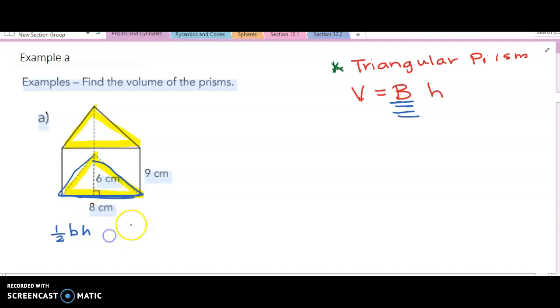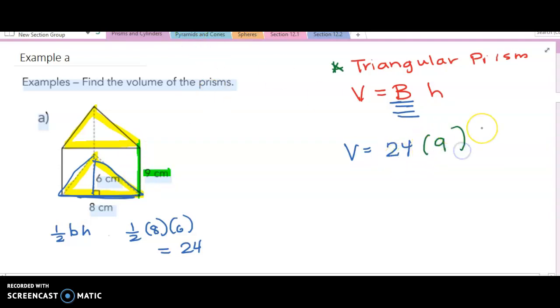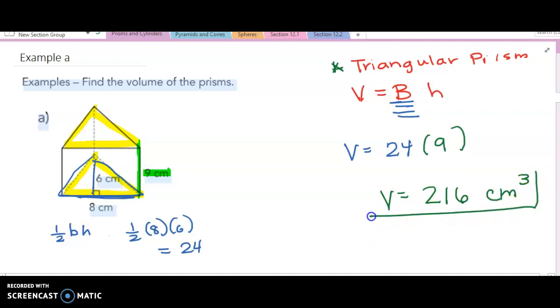Notice my base is 8. My height is 6. And if I put that all together, that's 24. So that's my area of my base. I'm going to rewrite this. Area of the base is 24. Now my height is the distance between the two bases, so right there. So my height is 9. So 24 times 9, my volume is 216, and don't forget that's centimeters cubed.